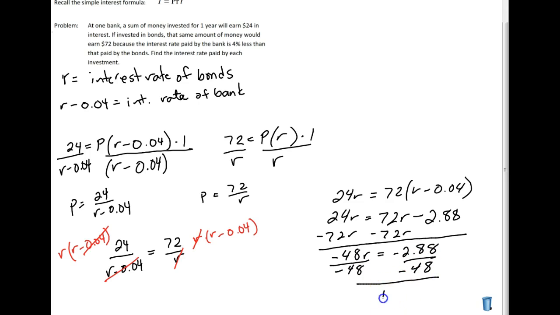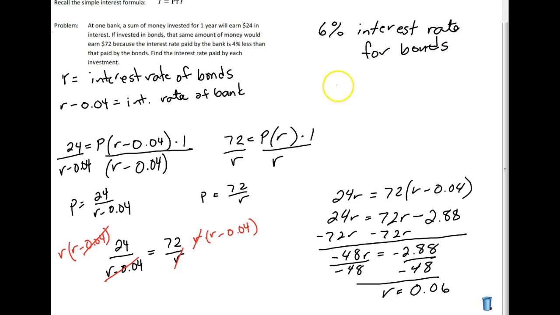And what do you get? R equals 0.06. So what does that mean? Well, R was the interest rate of the bonds. So the bonds have a 6% interest rate.